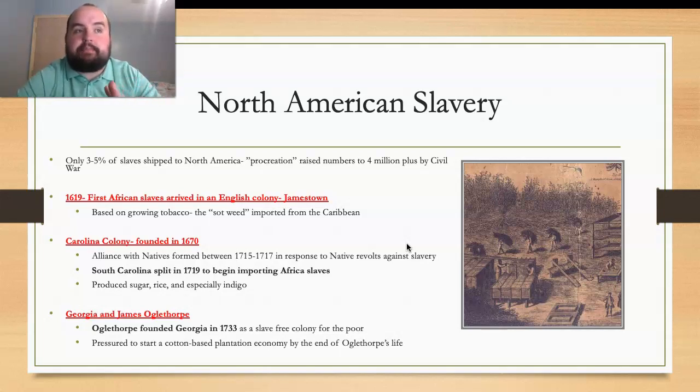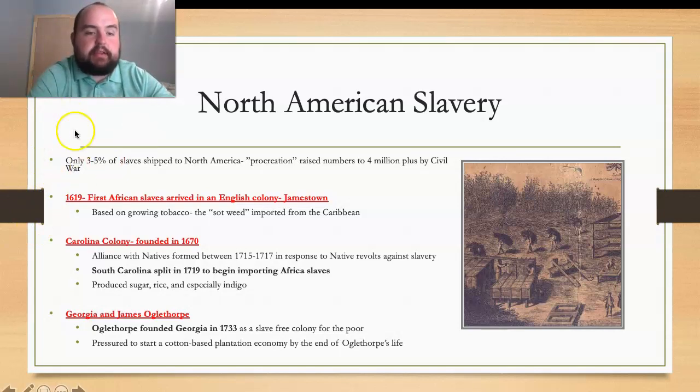Oftentimes, what would honestly happen is slave owners or other people involved in the slave trade could rape African women just to make more slaves, and since their mother was a slave, they became a slave as well. But then even among slaves themselves, any children they had with each other would also be slaves. So again, just because of procreation, the slave numbers rose, despite the fact that not many slaves were actually shipped to North America. For a few examples, by 1619, the first African slaves had come to an English colony in Jamestown.